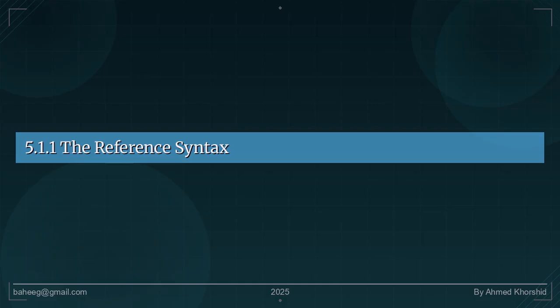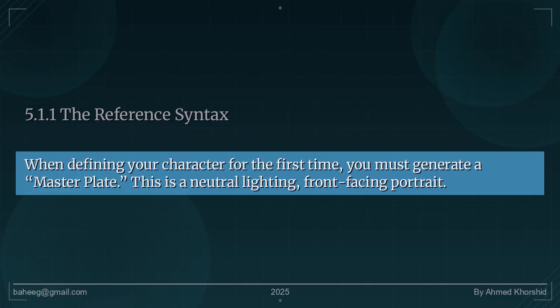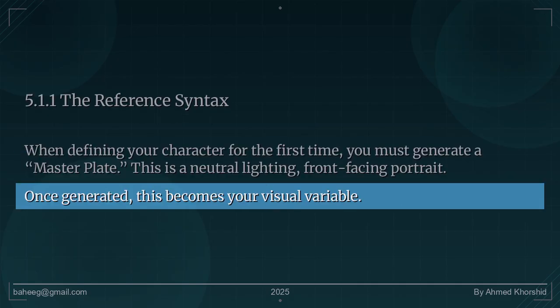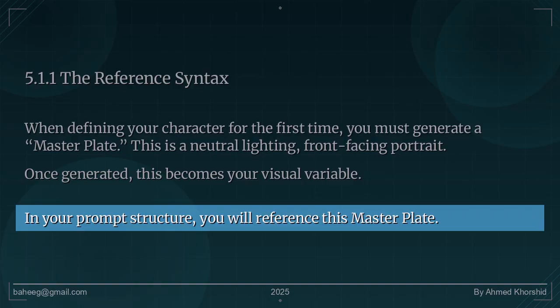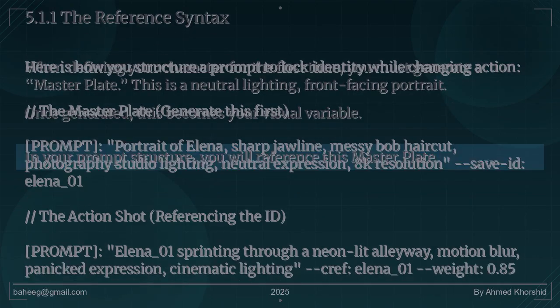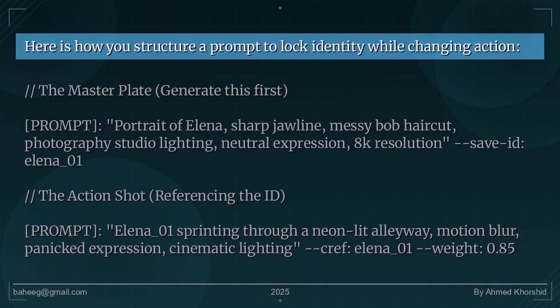5.1.1 The reference syntax. When defining your character for the first time, you must generate a master plate. This is a neutral lighting, front-facing portrait. Once generated, this becomes your visual variable. In your prompt structure, you will reference this master plate. Here is how you structure a prompt to lock identity while changing action.